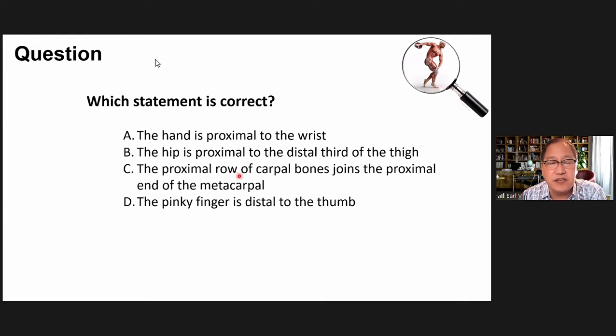Which statement is correct? The hand is proximal to the wrist. Answer niyo na lang. The hand is proximal to the wrist. Correct or wrong?